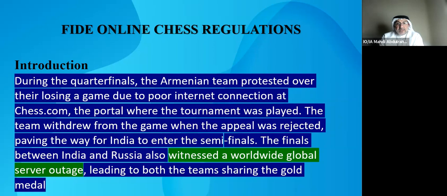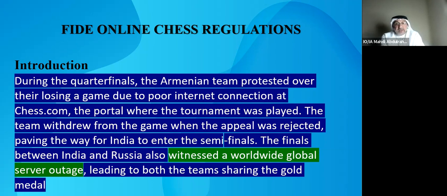So in this case, the Indian team entered the semi-final automatically. Then the final was between India and Russia. They faced another problem, but this time it was global: there was a worldwide global service outage. So what shall we do? They were in the last round, 4 tables; 2 tables were already won by Russia, and 2 tables were for India. It was winning, but the problem was global. What shall they do? Play again?